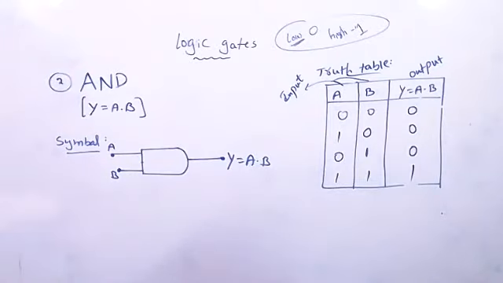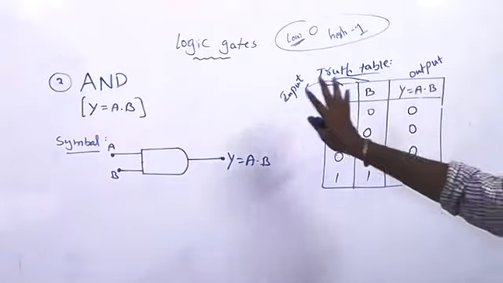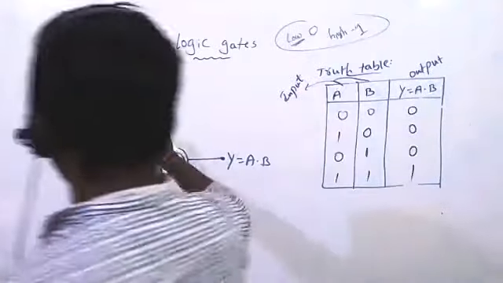So this is about the AND gate. And the formula is A dot B. Remember.